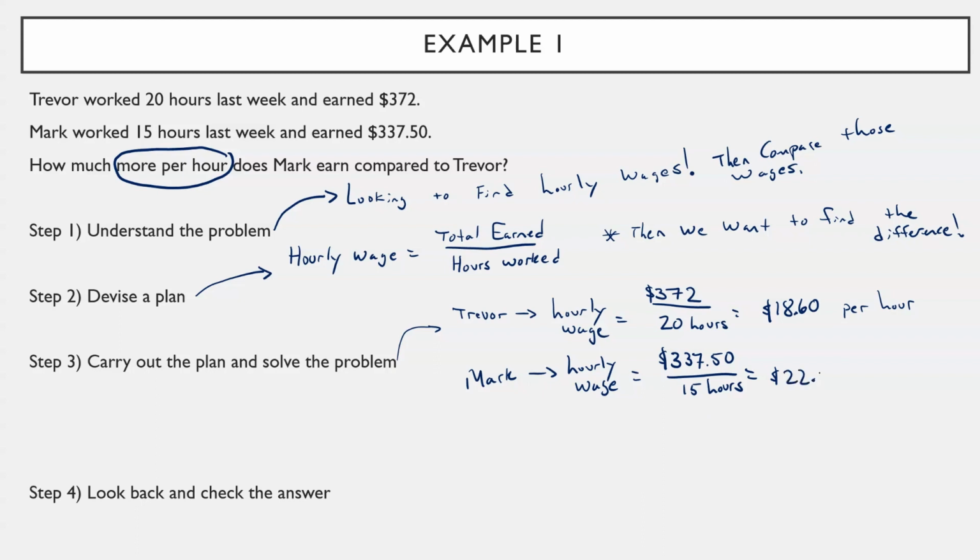He is earning $22.50 per hour. So now we can go back and answer this question. How much more per hour does Mark earn? We can look at their difference. So we would take that $22.50 and we would subtract $18.60. And again, just grab a quick calculator here. Go $22.50 minus $18.60, and you would see that Mark earns $3.90 more per hour.